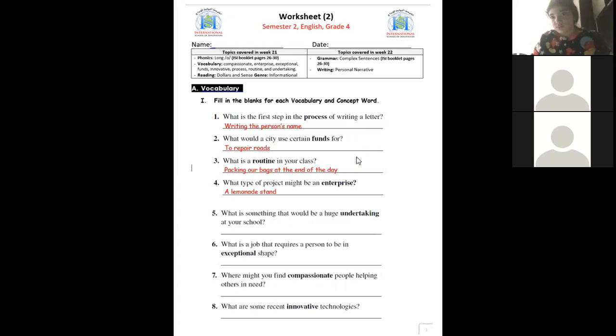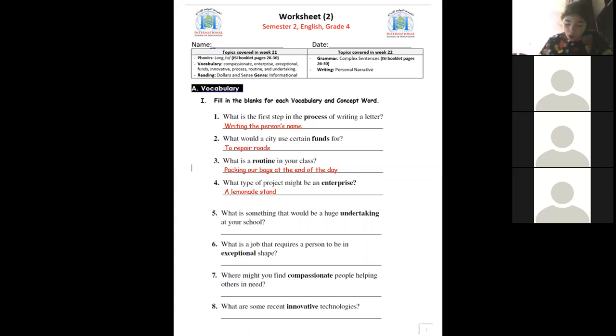Okay, so a lemonade stand is an enterprise. You can earn money from it. So it's an enterprise. Jude, can you do number 5?